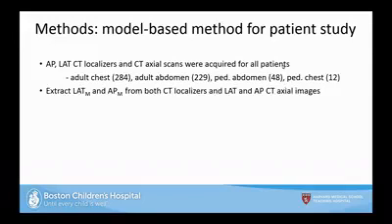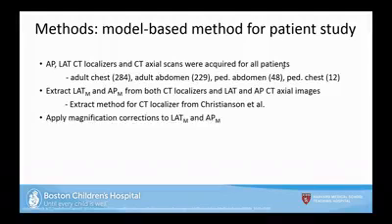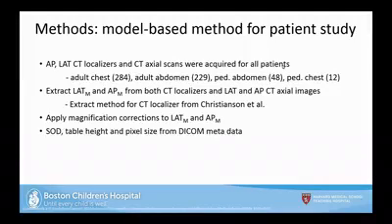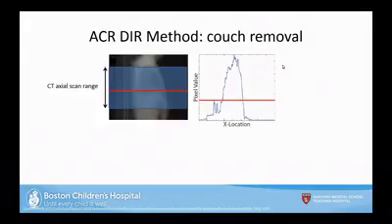So we extracted lateral and AP measurements from both CT localizers and from the CT axial images. We used an extraction method for the CT localizers described by Christensen et al. We didn't want to go through each patient and use calipers. We wanted an extraction method that works. This is the ACR DIR method that he describes. Then we applied a magnification correction for the lateral and AP measurements on the CT localizers, again using DICOM metadata, and then we compared the lateral and AP measurements to the true dimensions, which we get from the CT axial scan. The ACR DIR method is basically used to remove the couch from the image.